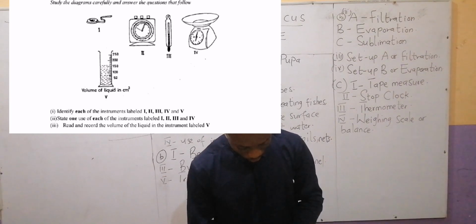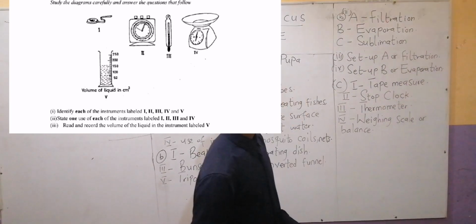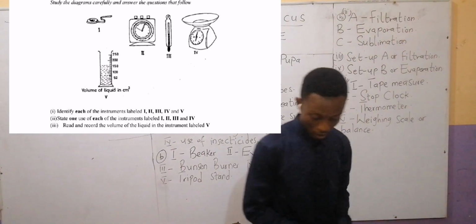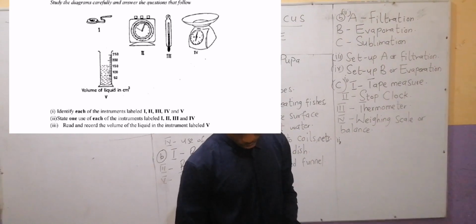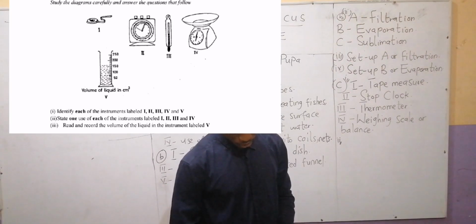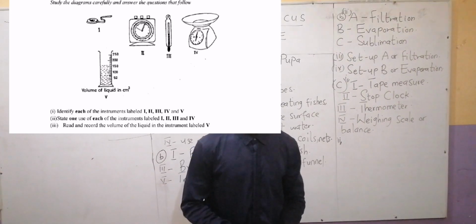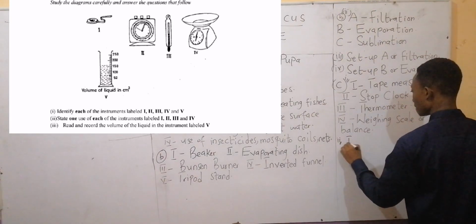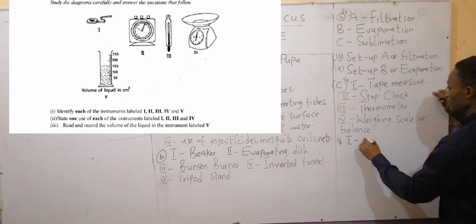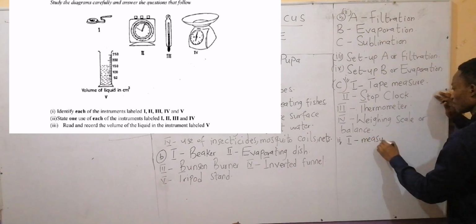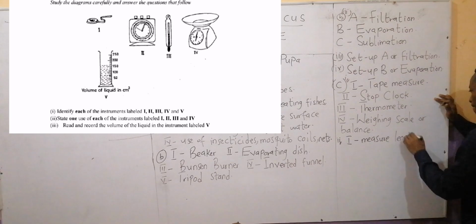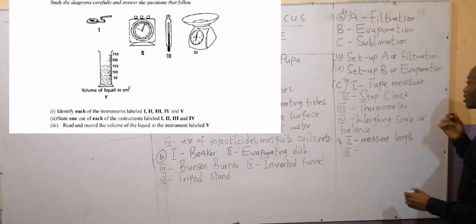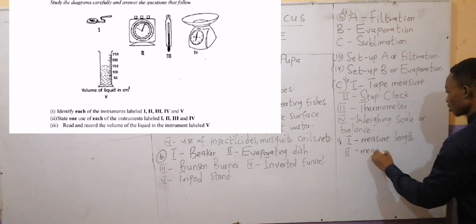Okay. Then move on to the next question. That is II. State one use of each of the instruments labeled I, II, III, and IV. The use of each of them. Now I is the tape measure, and we use it to measure length. II is a stop clock, and we use it to measure time.